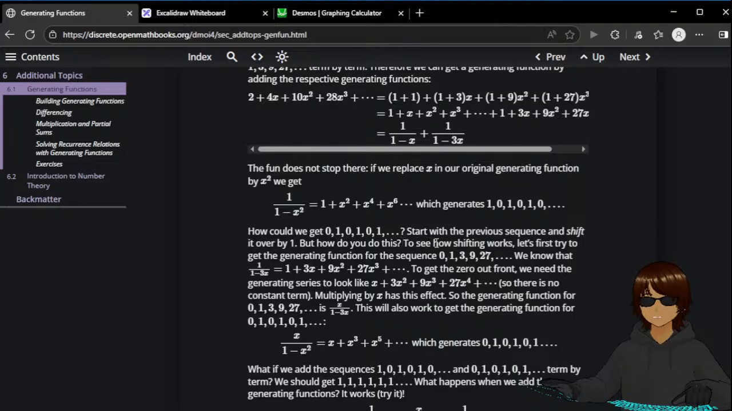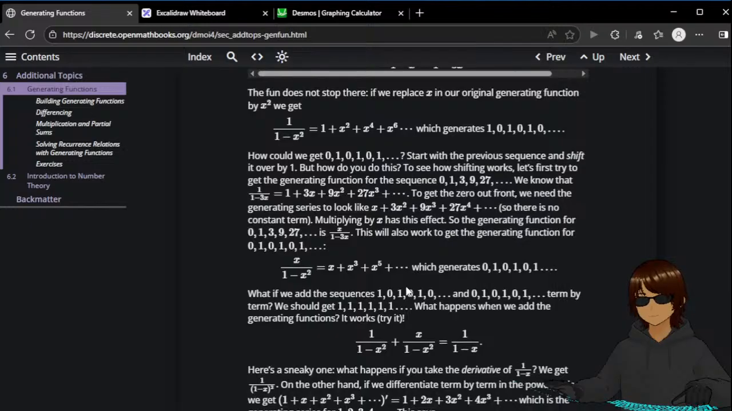But how could you do this? To see how shifting works, let's first try to get the generating function for the sequence 0, 1, 3, 9, 27. We know that 1 over 1 minus 3x is 1 plus 3x plus 9x squared plus 27x cubed. To get the 0 out front, we need the generating series to look like x plus 3x squared plus 9x cubed, so there is no constant term. Multiplying by x has this effect. So the generating function for 0, 1, 3, 9, 27 is x over 1 minus 3x. This will also work to get the generating function for 0, 1, 0, 1, 0, 1.